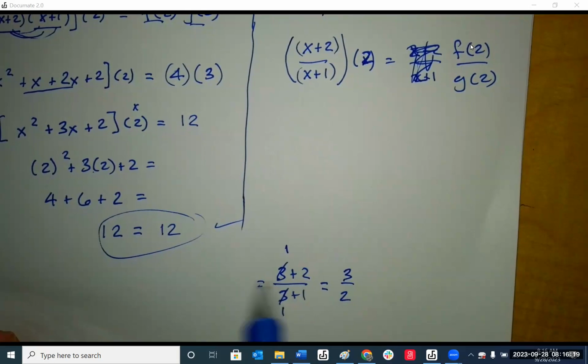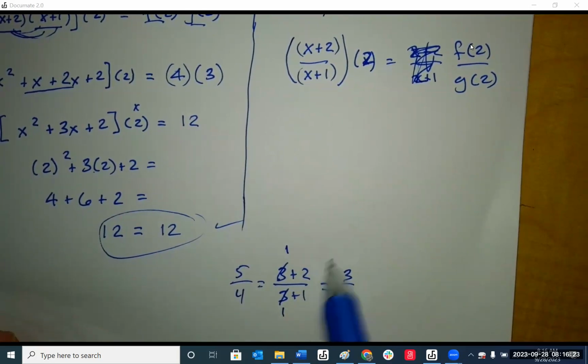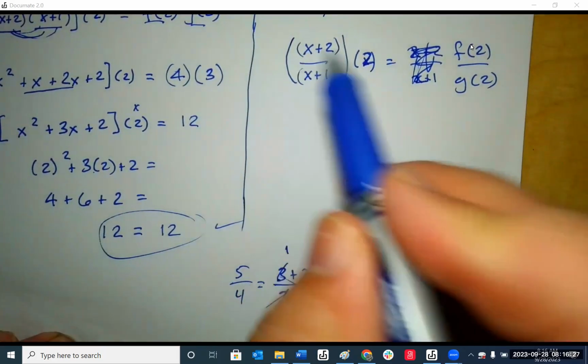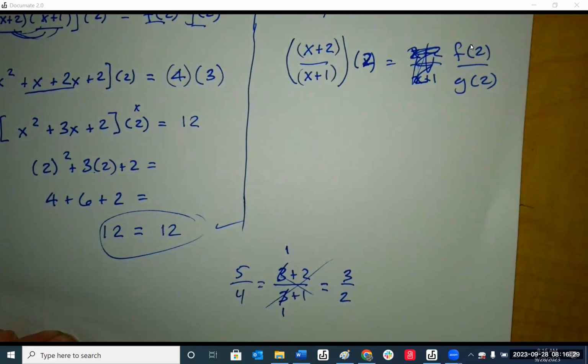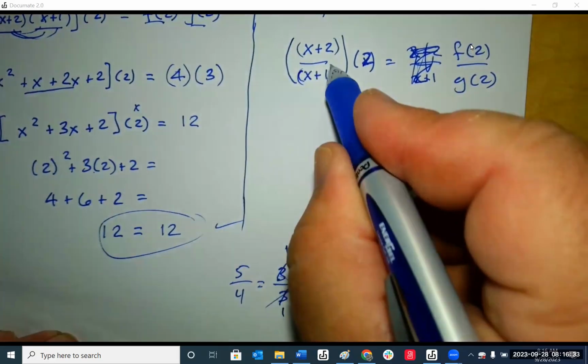But 3 plus 2 is 5. 3 plus 1 is 4. They're not equal. So that's why you have to treat them as one. Whenever you have an equation in the numerator and denominator, always put parentheses around them.